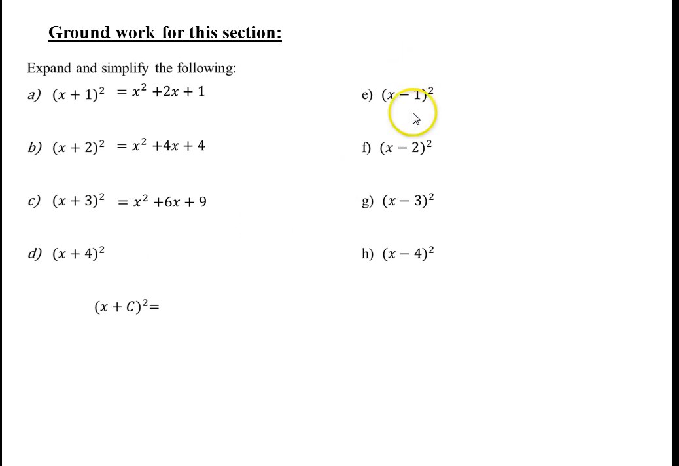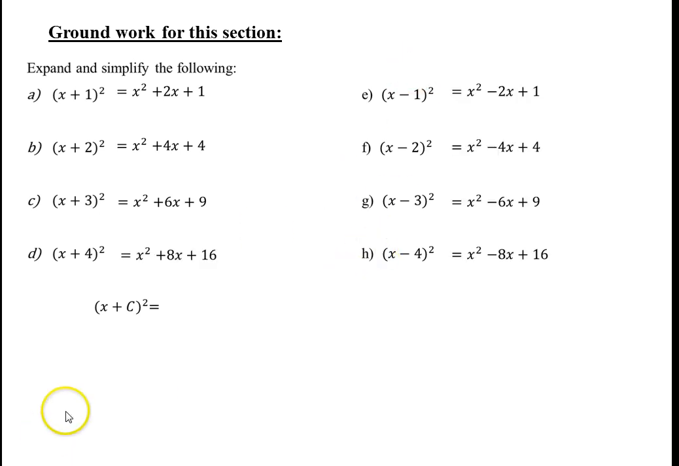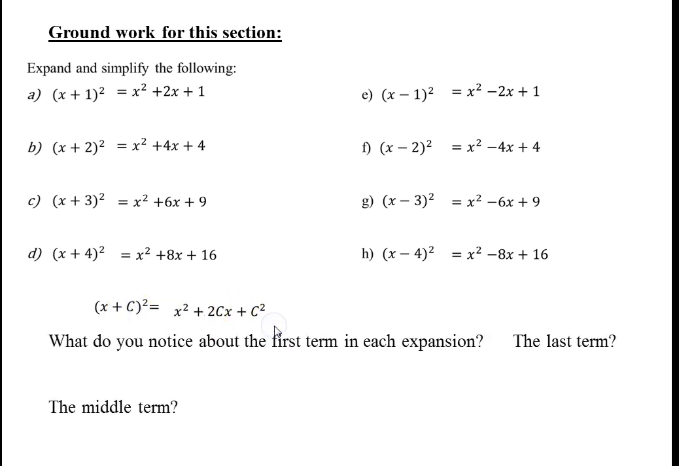So I'd like you to go ahead and complete the rest of these, pause the video, and do that. So this is what we should have if we complete all the questions D, E, F, G, and H. And if you also complete x plus c all squared, again you should square the first term, multiply the two terms together, which is x times c, and double it, so 2c times x, and then square the last term, c squared. So let's answer these questions.